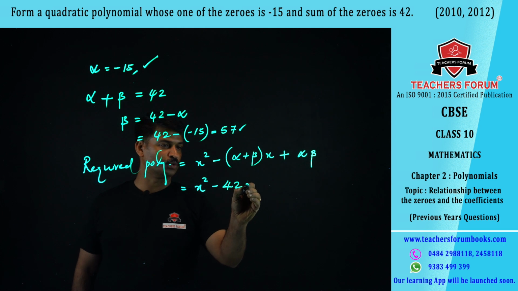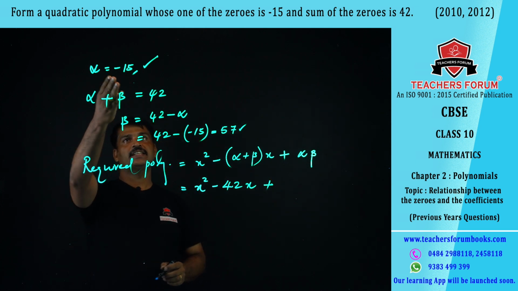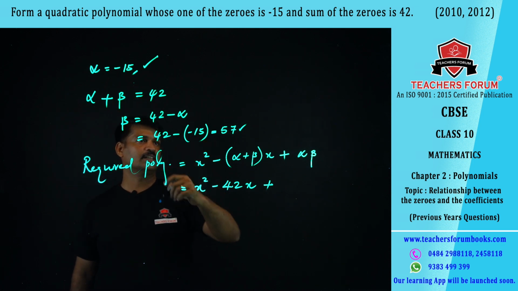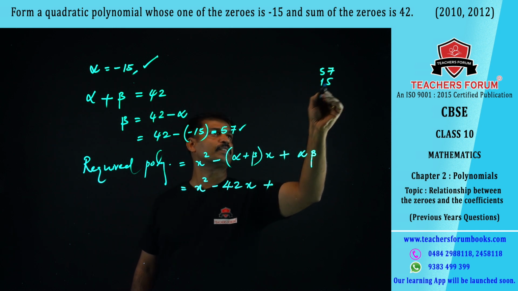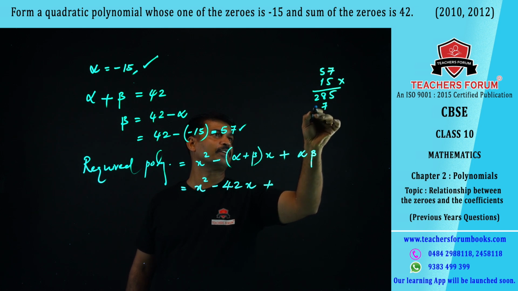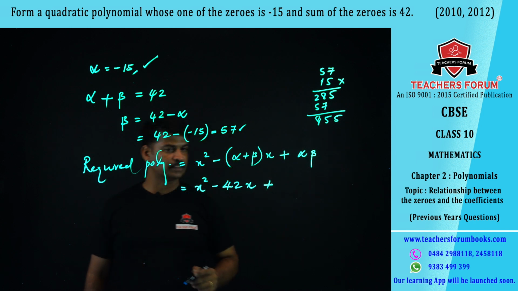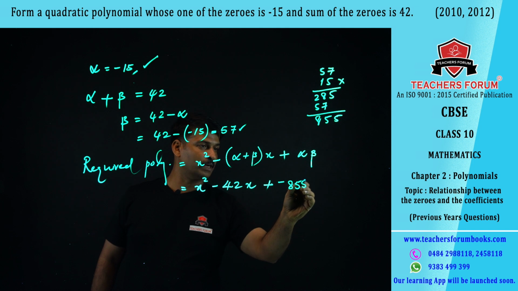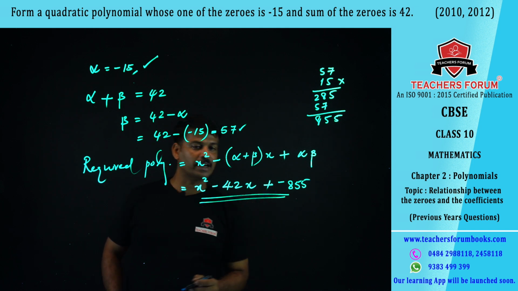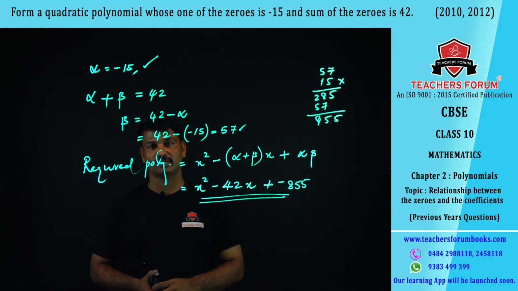So that is 42x plus, what is alpha into beta? Alpha is given as minus 15. Beta, you got 57. So what is alpha into beta? 15 into 57. 7 5s are 35. 25 plus 3, 28. 7, 5. And you add 15, 8, 55. Isn't it? So that is minus 855. So the required polynomial is x square minus 42x minus 855.